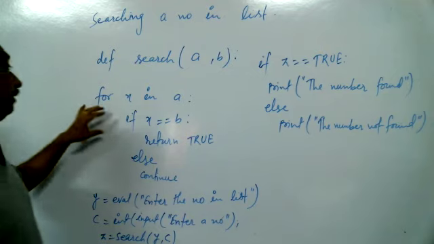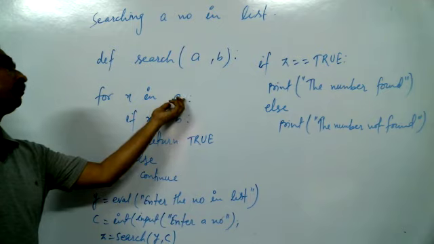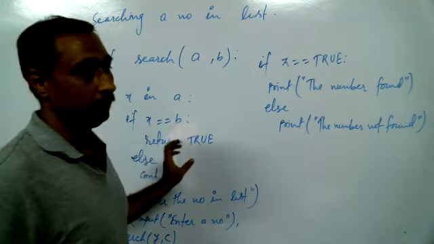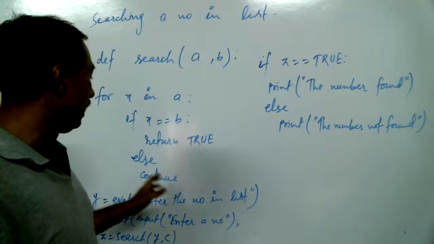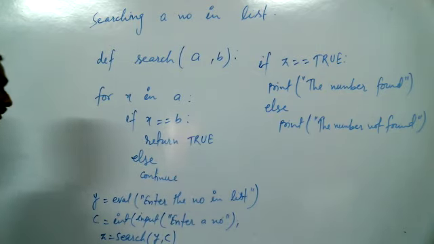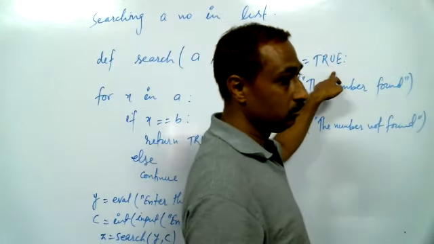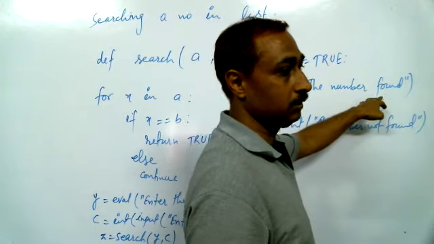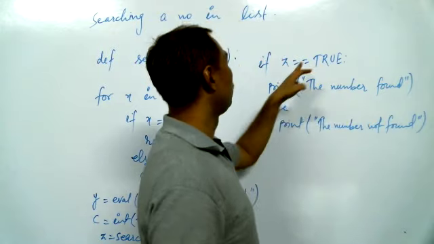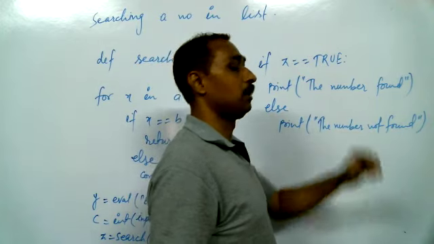This can be done in a different way also, by finding the length of a. Using the length function, we will find the length, and by finding the length, we can return in the else part also. But here, if we get this number, we will get a true value, and in that case we print the number found. And in case of not getting a true value in z, we will print the number not found.